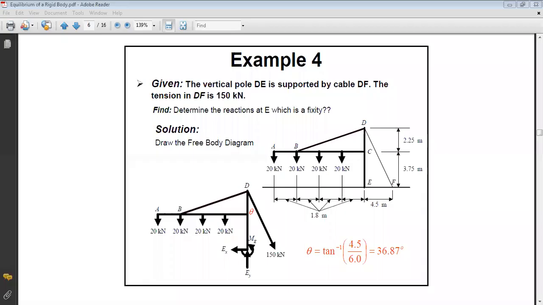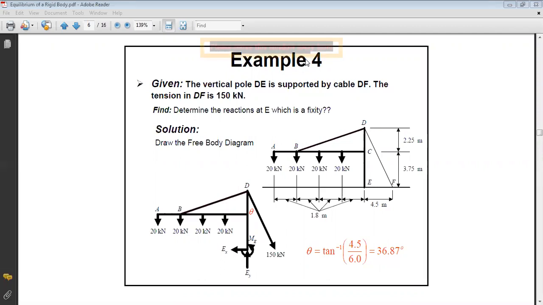So we will continue today working on the equilibrium of a rigid body. We were doing examples last time. We'll do another example. In the vertical pole DE, which is supported by cable DF, we have the following forces acting on it. We have that the tension in DF is equal to 150 kilonewton. The question is to find the reaction at the fixity.